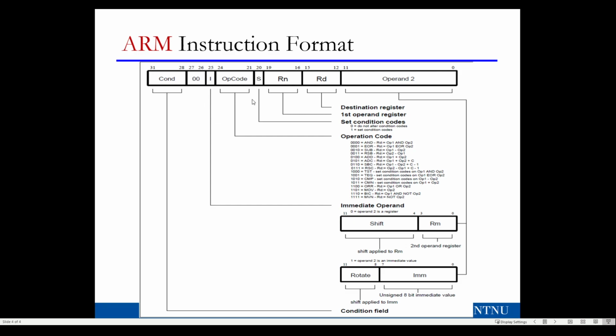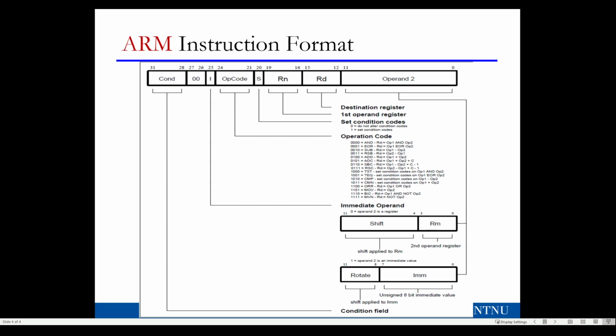So operand 2 can be available in different ways, either in a register, and that register can be shifted by some amount, or as an immediate, and that immediate can be rotated by some amount before doing the computation. So we have already seen the function of bits 0 to 25. Then bits 26 and 27 are always 0. They are never used. And bits 28 to 31 represent some condition.